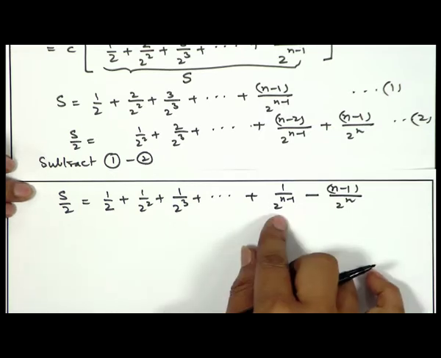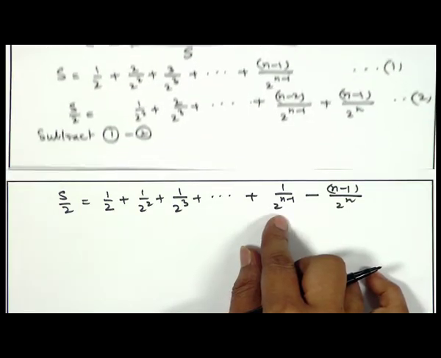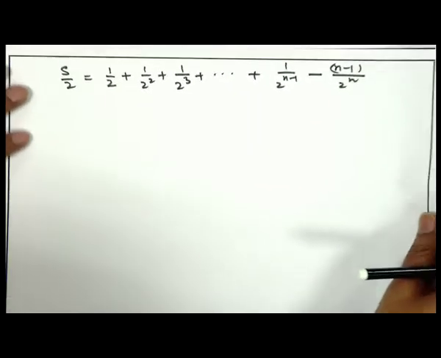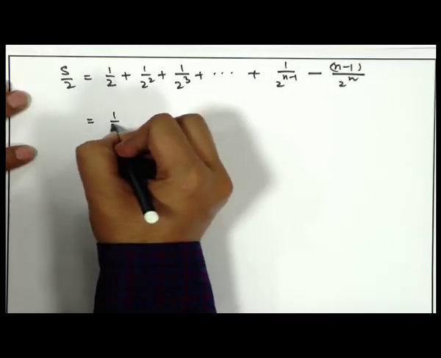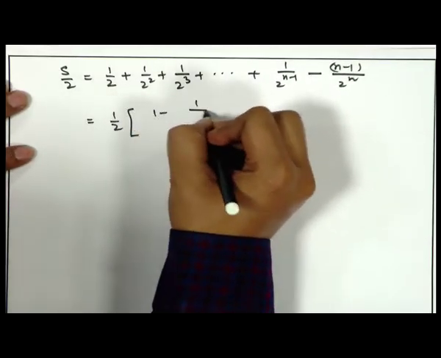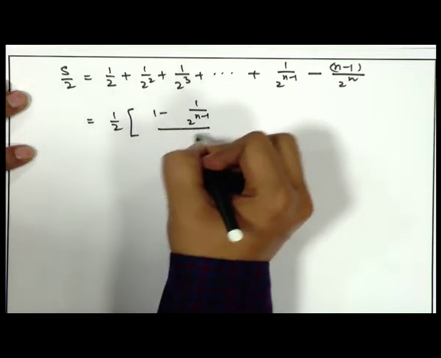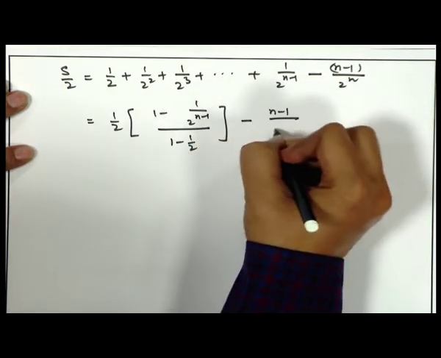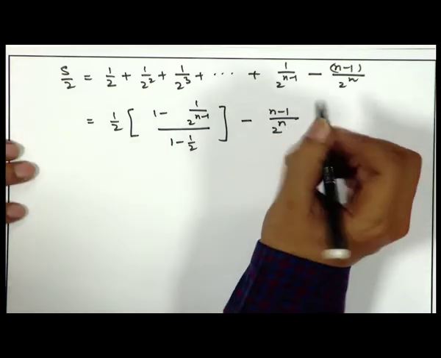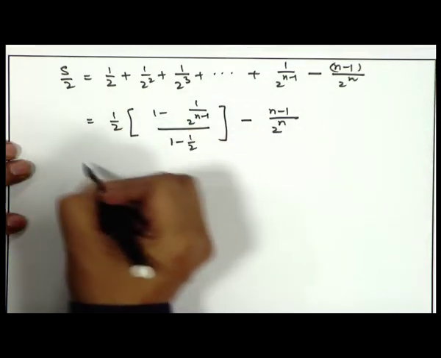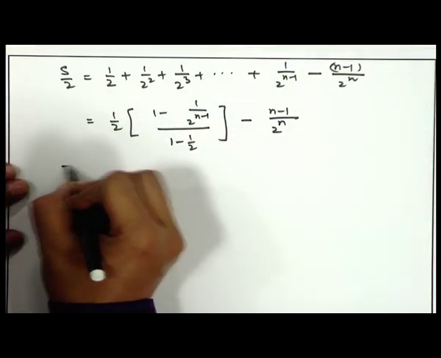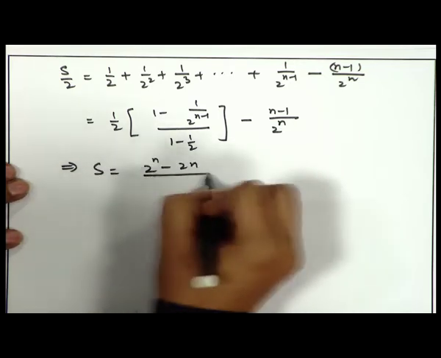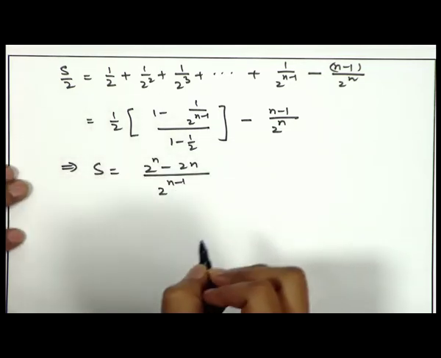If you see this term, it is again a geometric progression and we know the sum of it. So, that is equal to 1/2 times (1 minus 1/2^(n-1)) divided by (1 minus 1/2), minus (n-1)/2^n. So, we can easily simplify this and we get the value of S is equal to (2^n minus 2n) divided by 2^(n-1).